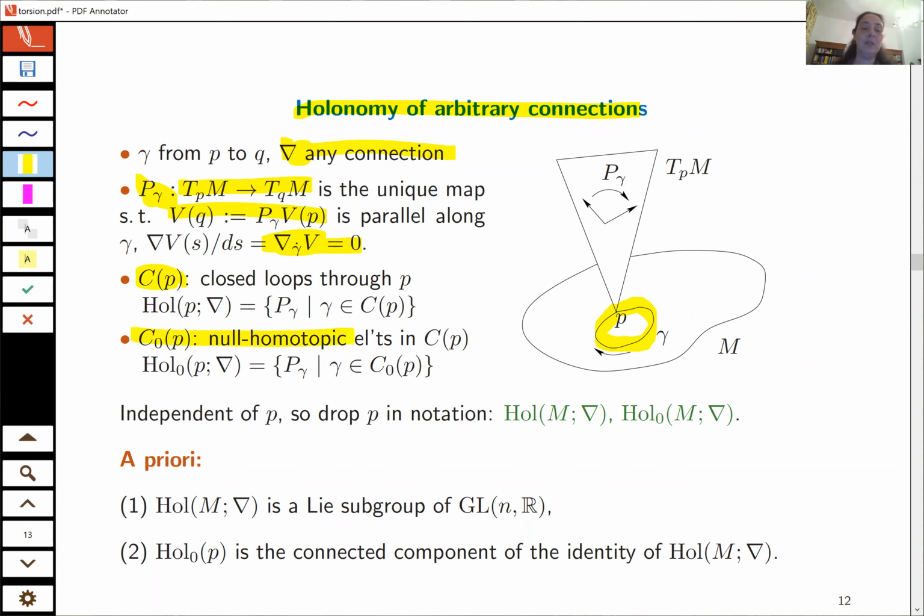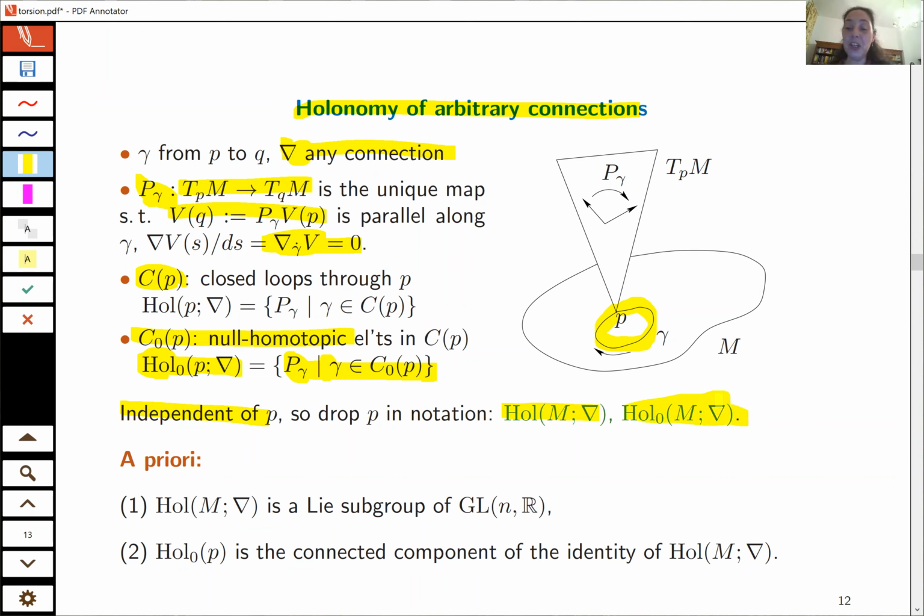Now let's have a look at closed loops at a point and null homotopic loops at a point. Then we get the restricted or reduced holonomy group of the connection as being all possible parallel transports from a point coming back to the point for all possible paths. I take them null homotopic because I don't want to measure the local topology. I'm just interested in geometry. If the manifold is connected, under weak assumptions all this is independent of P modulo conjugation. So I will drop P in the notation. So I will have the holonomy group of the connection and the reduced holonomy group.